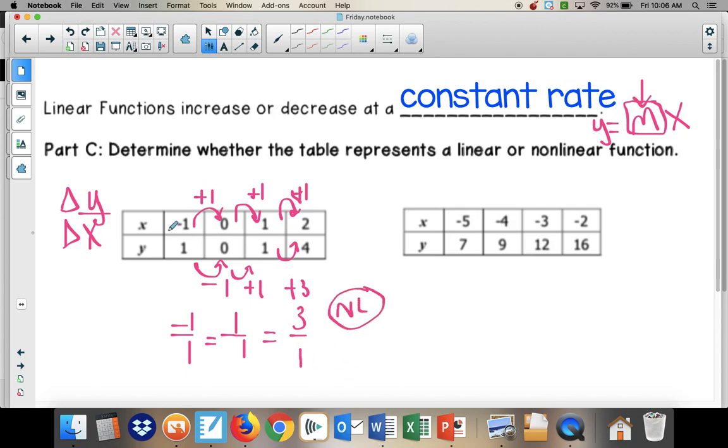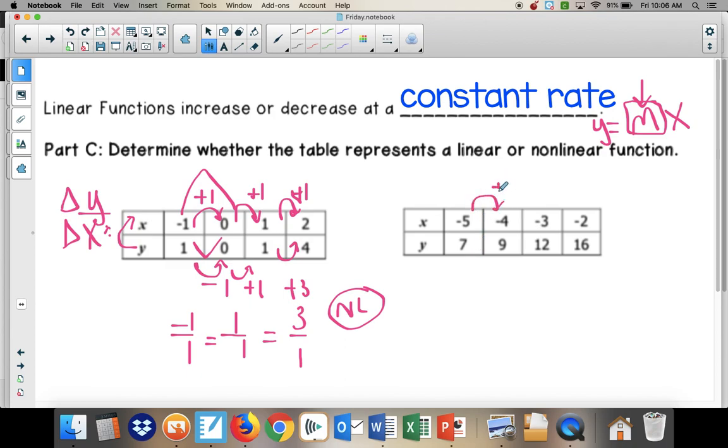So what you're doing is you're taking the difference of two x values, the difference of two y values, and you are dividing your y by your x in order to see what the constant rate ratio is. So let's try it for this next one.